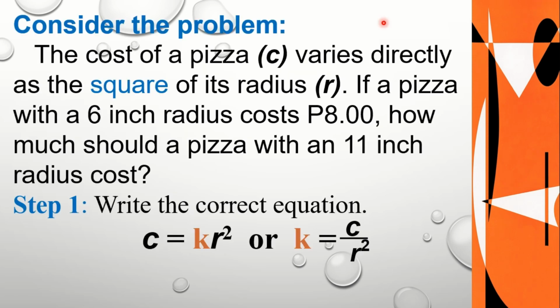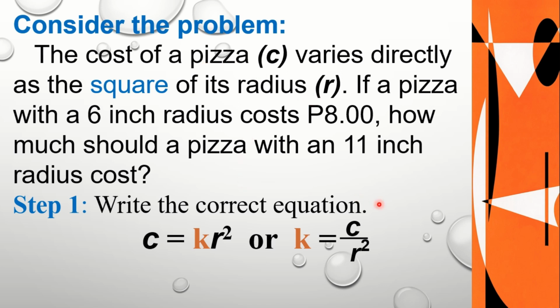Again, let's relate direct square variation into a problem. The cost of pizza varies directly as the square of its radius. If a pizza with a 6-inch radius costs 8 pesos, how much should a pizza with an 11-inch radius cost? So the two variables or quantities here are C for the cost of pizza and R for its radius.